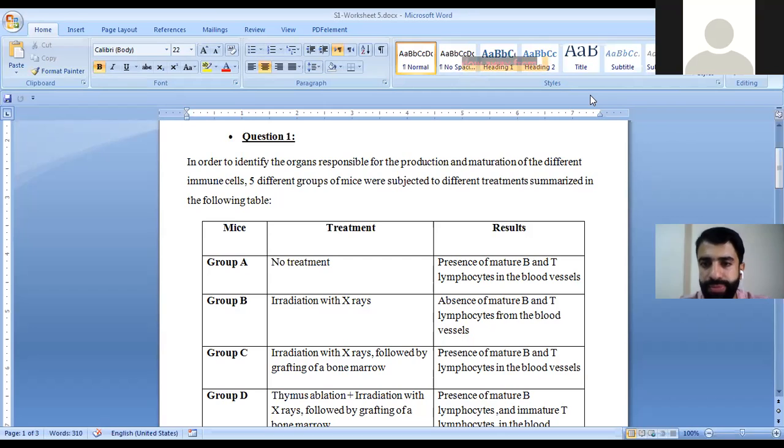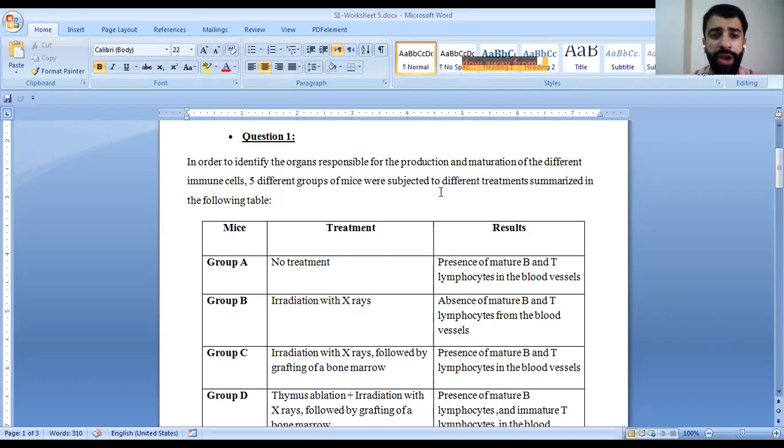Okay, so first of all, in order to identify the organs responsible for the production and the maturation of the different immune cells, let's stop here. What is the aim of the experiment? Why do we do this experiment? It's found in the text. We did this experiment in order to identify the organs responsible for the production and the maturation of the different immune cells, to know where the immune cells are produced and where they are matured. So for this aim, we did this experiment.